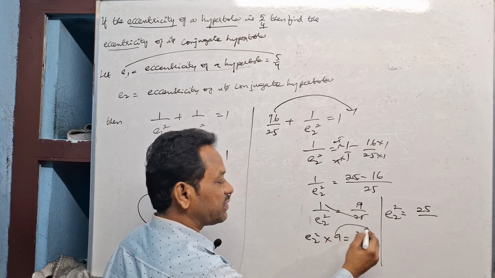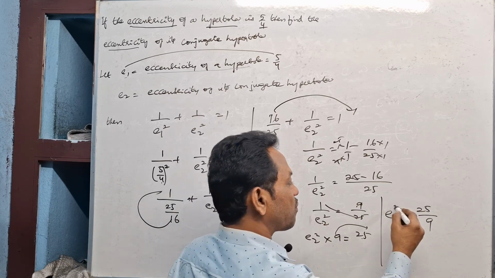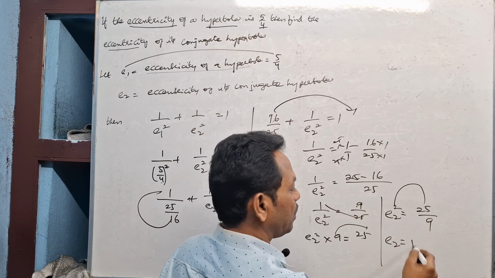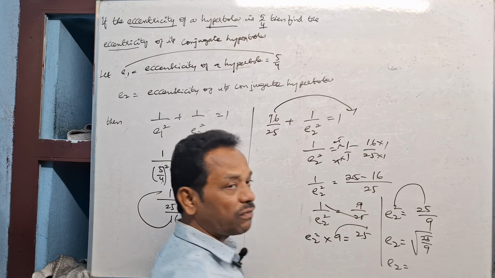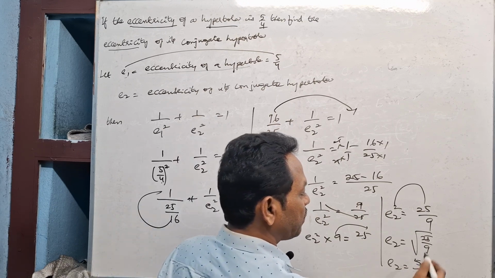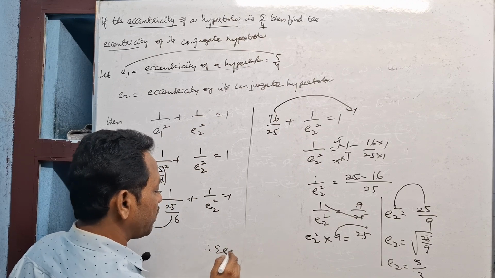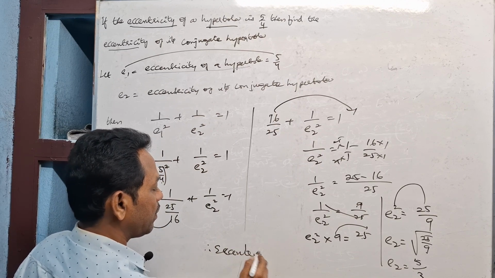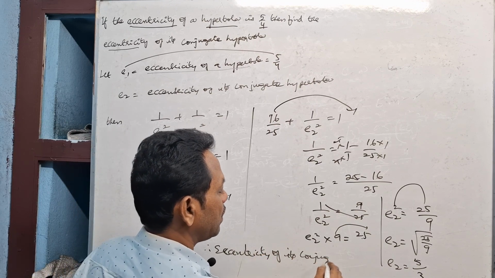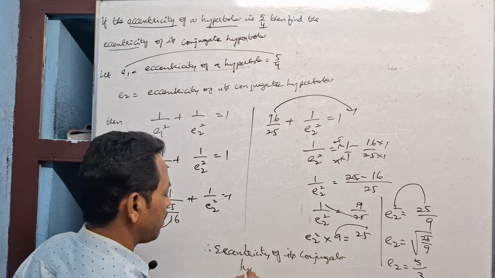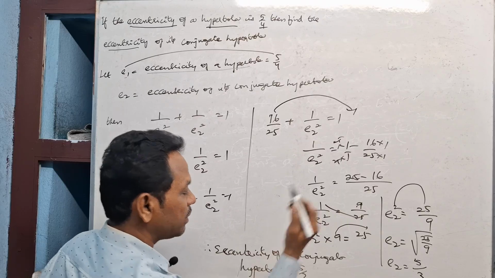When 9 is shifted that side, we'll get by 9 there. Though we need a value of e, the square is shifted that side. e2 equal to square root of 25 by 9. So e2 equal to, the square root of 25 is 5, the square root of 9 is 3. So therefore, eccentricity of its conjugate hyperbola equal to 5 by 3.